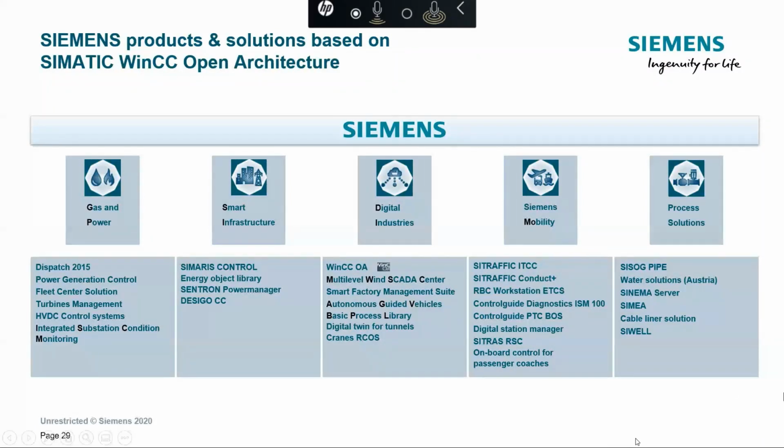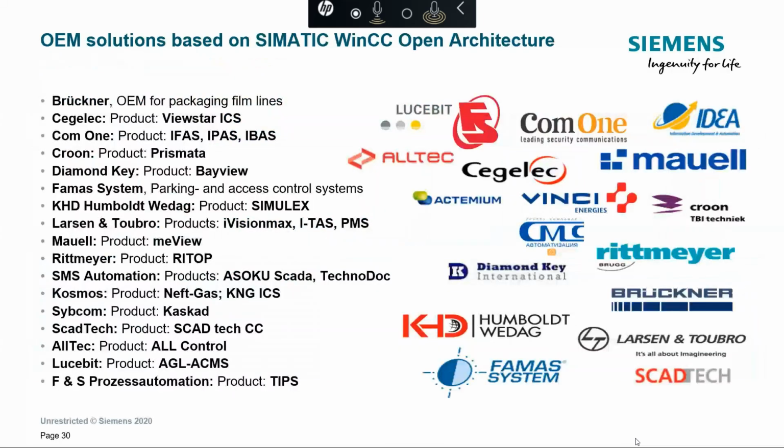Like here we have the Sigo CC or Cinema Server. There are C-Traffic products. These products are being used in different SIEMENS divisions or operating companies and being used as a product, but developed based on WinCC Open Architecture. And here are the ones developed by our partners, WinCC OA partners, and now they are selling those products as OEM solutions from their side.